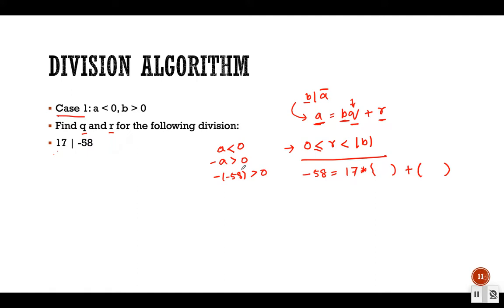So let's find the quotient and r for this positive number. If the value is 58 instead of minus 58, I can represent it using the divisor 17 times something plus something, as in all the examples we saw in our previous slides. In that case this will be 17 times 3, which gives us 51, and the remainder will be 7. So q is 3, r is 7.